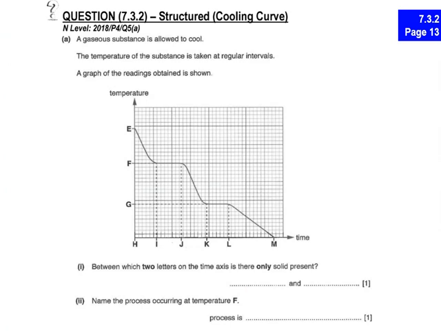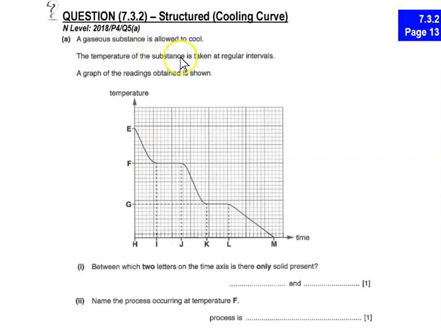Okay, let's turn our attention now to page 13, looking at the second structured question. We say that a gaseous substance is allowed to cool. So obviously, if we say that we are starting off with a gaseous substance, that means between E to F, this part is going to be gas. So you would like to take note of that.